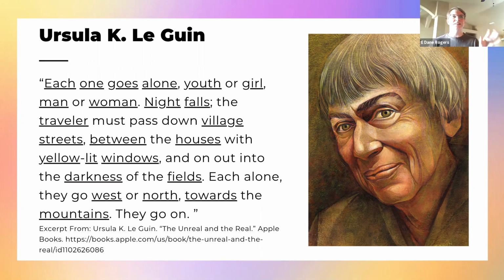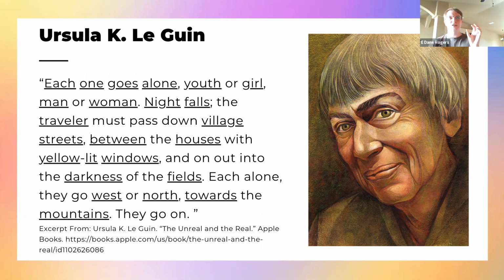Very good. So we've got each one goes alone. Alone is a 2-syllable word. Where are we going to put the stress here? In the end. In the end, right? Alone. How about, let's see, youth or girl, man or woman? Where do we put the stress? Woman. In the wo. In the wo, right? The first one. And this one is an interesting one because we've got man and woman.